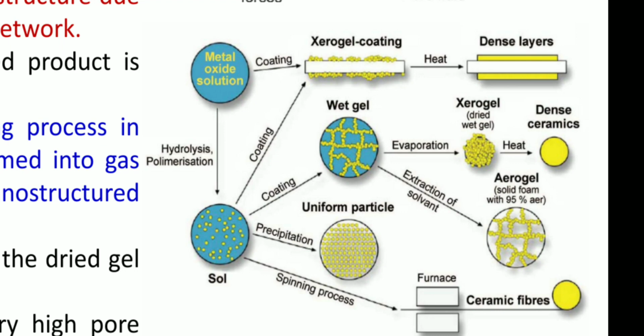So what does an aerogel contain? It is a solid foam with 90 to 95% air in between the pores of the gel network, and your three-dimensional structure remains as it is. So if this is the case, then you get a special product which is called an aerogel.